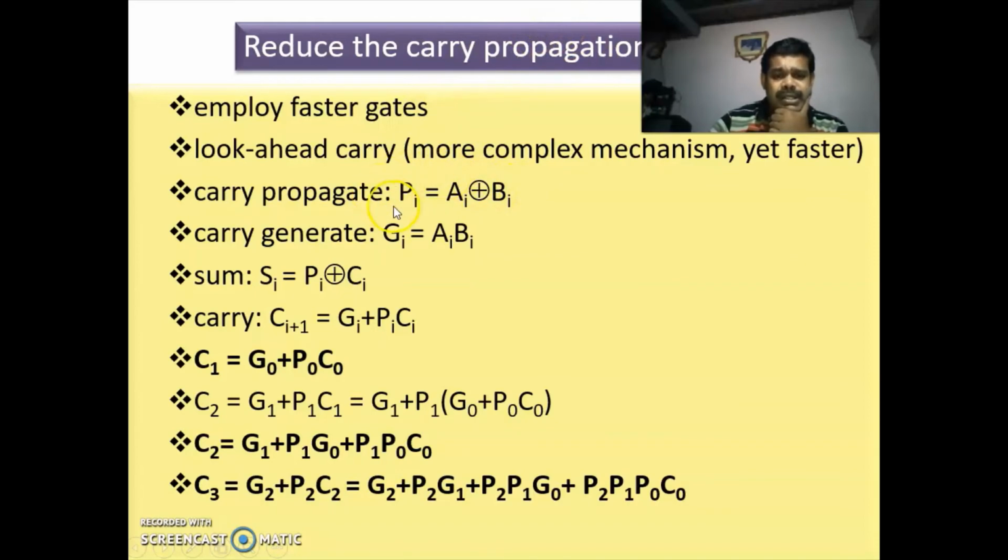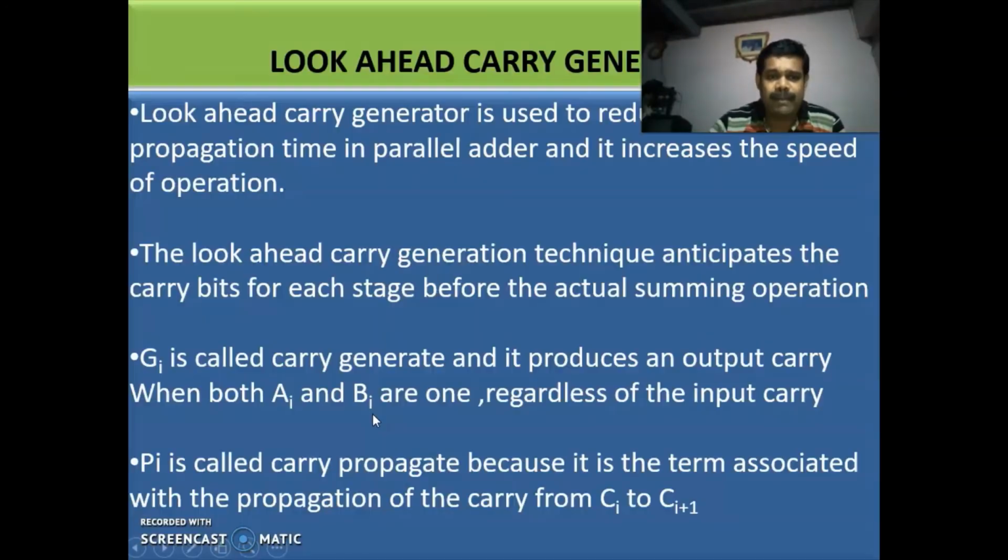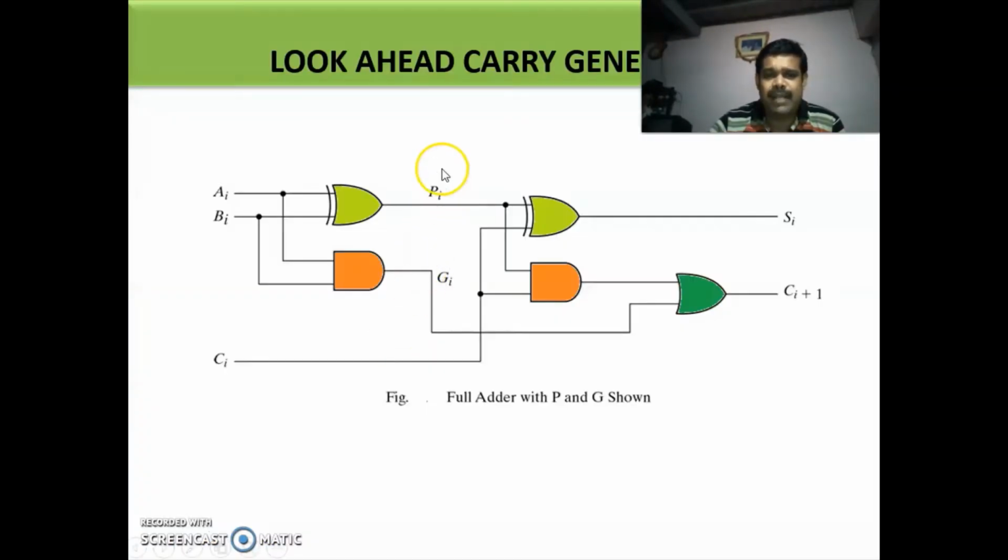So this is the carry propagator: Pi is Ai XOR Bi. The carry generator is Gi equals Ai into Bi. The sum is Pi XOR Ci. C(i+1) is Gi plus PiCi. These things we can see from the previous diagram. This is Pi, and Si is nothing but Pi XOR Ci.